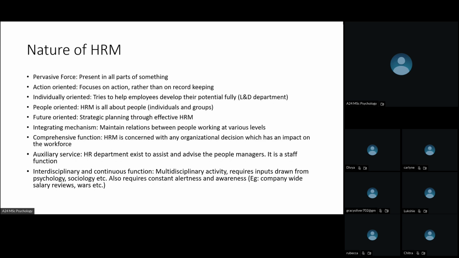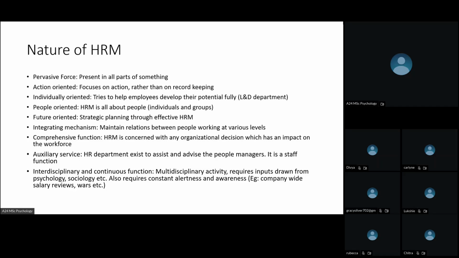And then it is also future oriented. In many companies these days, strategic planning is happening only through effective human resource management. Strategic planning is a new department that is growing in terms of human resources. This team specifically goes and advises the leadership team, that is the CEO, CPO, CTO, everyone in an executive position. They advise them and influence them to make better decisions for the company that can help with the growth of the company in the future.